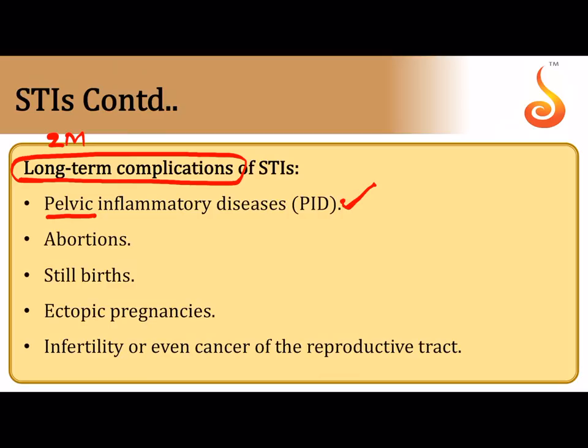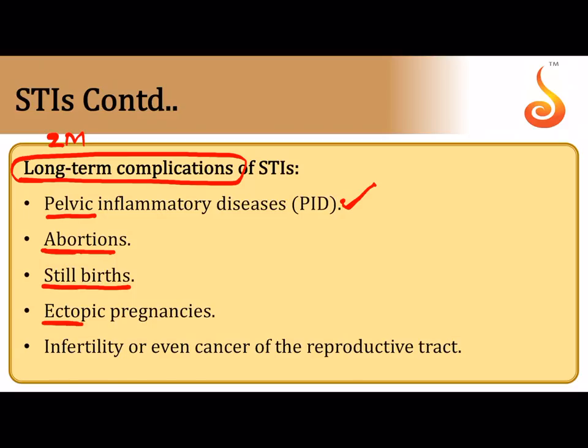Then, abortion. It may lead to infertility. The woman may not be able to deliver or produce children. That is because time and again the woman may suffer from miscarriage or abortion. Or she gives birth to a child that has already died within the womb of the mother. This is called stillbirth. So abortion and stillbirth.